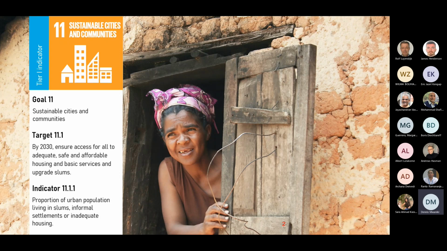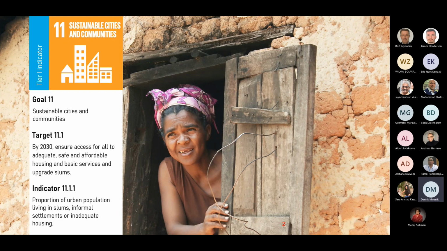And my presentation is going to focus more on these three concepts: what slums mean, what informal settlements mean, but also what housing inadequacy means, as well as the methods that we use to measure these indicators and how different data sources and methodologies come into play in the implementation of this.